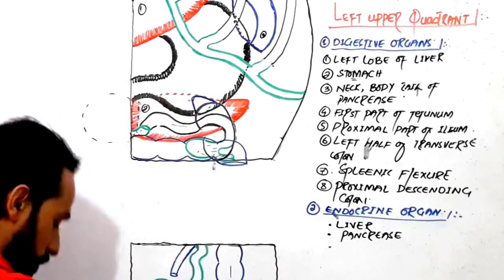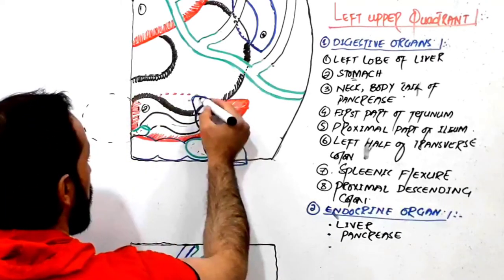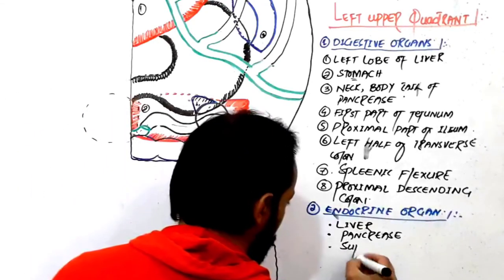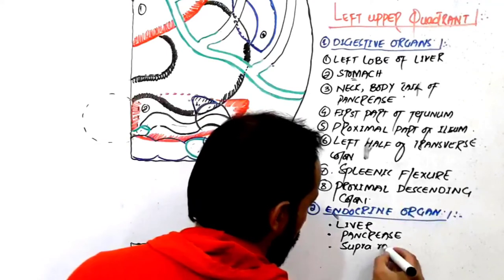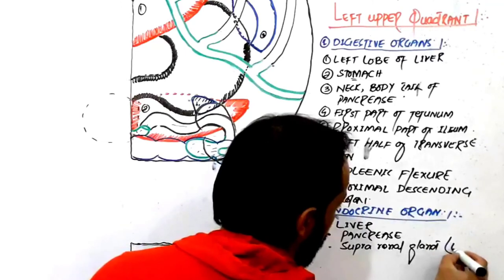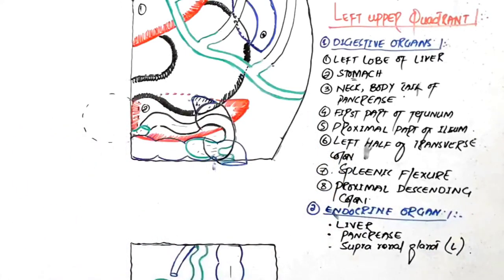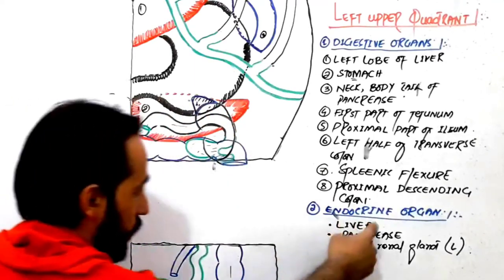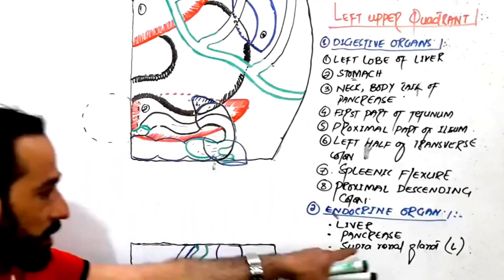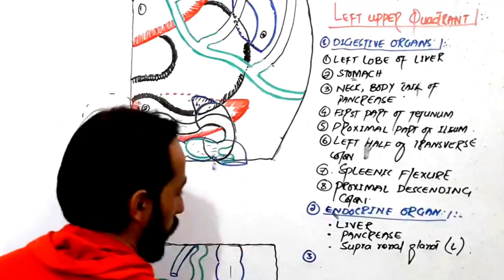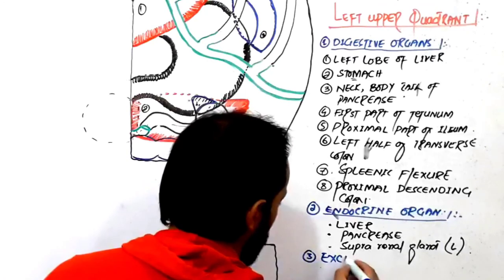Then we should not forget that our suprarenal gland plays its role in the endocrine activity. So we should write it there also, suprarenal gland. Which suprarenal gland? The left suprarenal gland, or the left adrenal gland, is present there, which plays its role in the endocrine activity of the body. So the left suprarenal gland is also an endocrine part of the left upper quadrant of our abdominal cavity, right, friends? Number third group of organs, are there excretory organs?